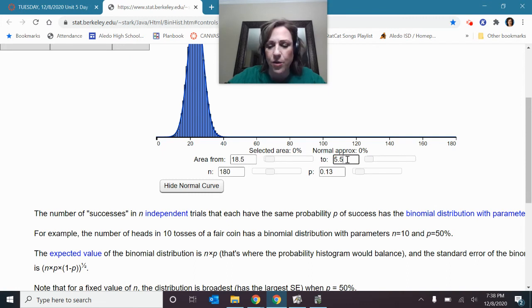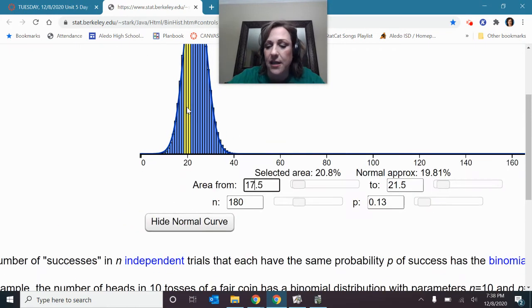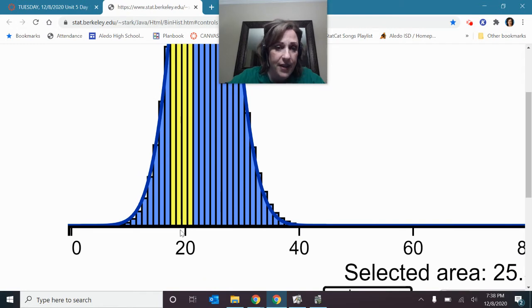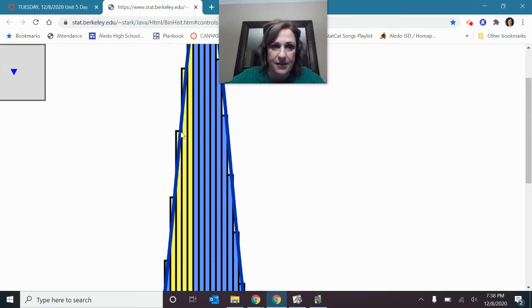Now watch what happens though when I put that in there. If I go 18 to 21, then it just shows 3 of these bars. Remember, I have to really go to 17 and a half to take it to 21 and a half to get all 4 of those bars of the probability of 18, 19, 20, and 21. Okay, so that's those discrete areas.